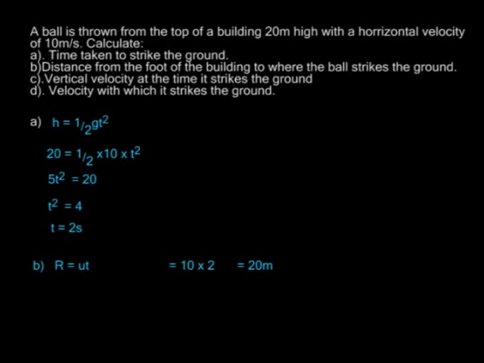C. We are looking for the vertical velocity at the time it strikes the ground. So in this case, we consider the free fall and completely disregard the horizontal displacement and velocity. So for free fall, we take the equation v is equal to u plus gt. u is 0 because it is free fall. So we shall have v is gt, and it's equal to 10 times 2, which gives us 20 meters per second.